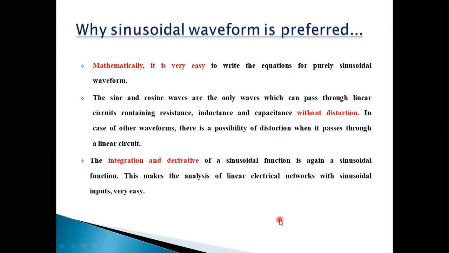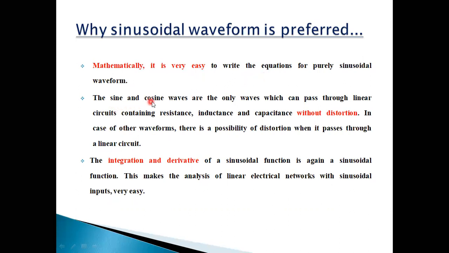Next, in alternating quantities, we have some different waveforms, let it be triangular, trapezoidal, so many waveforms which change with respect to time. Those types are nothing but alternating. But I would like to prefer only the sinusoidal waveform here. Why? There are some advantages. The first and foremost advantage is that mathematically it is very easy to write the equations. That is the first one.